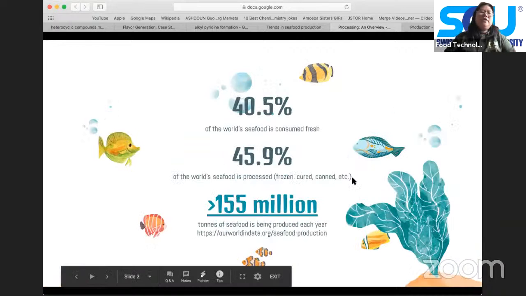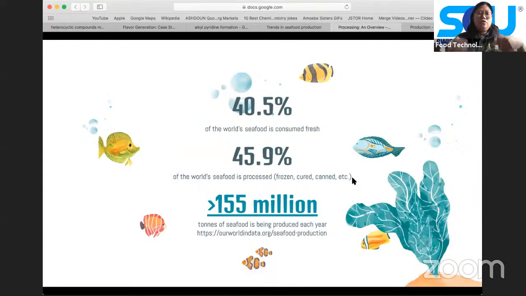So before we start, I want you to know that 40.5% of the world seafood is consumed fresh. Yeah, so you buy it in the wet market and then cook them. But 45.9% of the world seafood is being processed, either frozen, cured, canned, and other traditional processing.